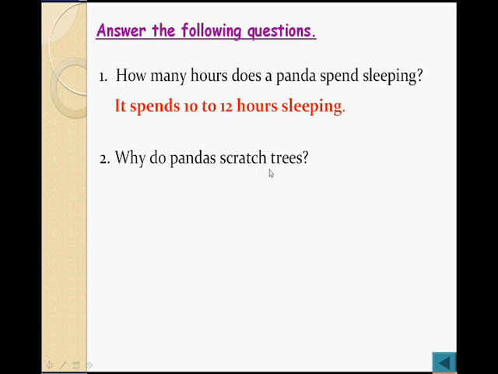Number 2, why do pandas scratch trees? So again, the key word here, the key question is why. So we are looking for a reason, okay, remember? And of course, why do they scratch trees? Remember when we said scratch means to leave marks on the trees.